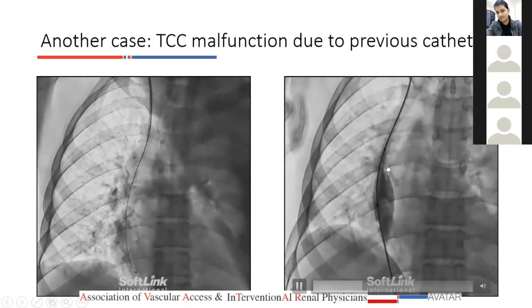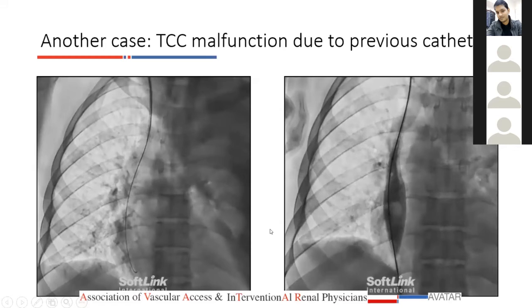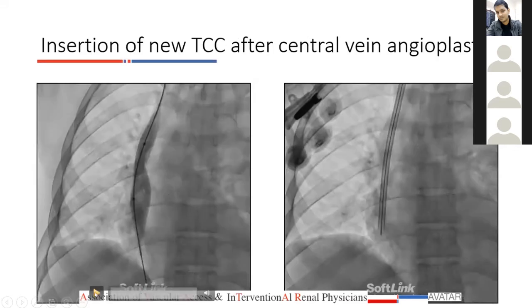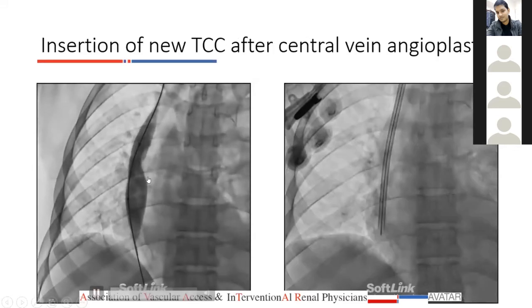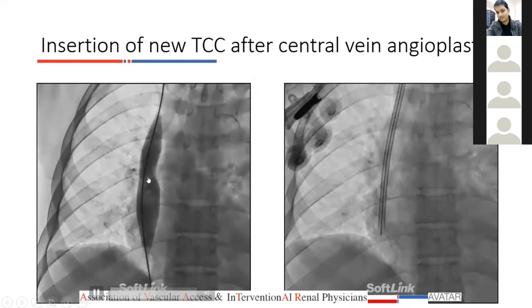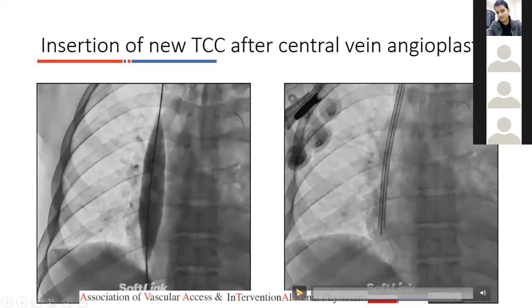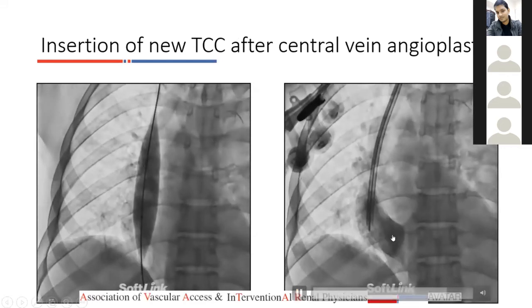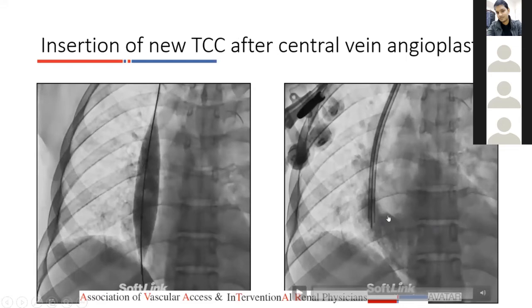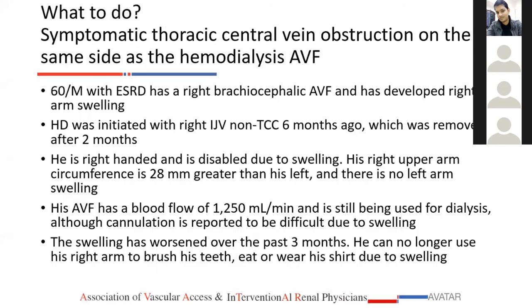See, this is the narrowing here. You are able to dilate it completely, and then once done, you put a catheter. It's right in the right atrium. You can see nice outflow, and this is how you can tackle central venous stenosis at a simple level as a nephrologist. But what to do if you have something which is complicated, which needs more planning?